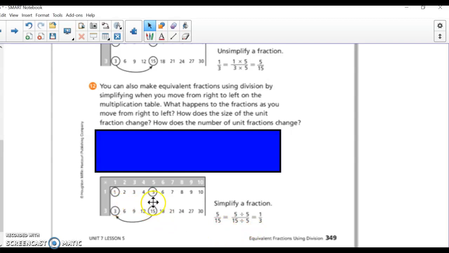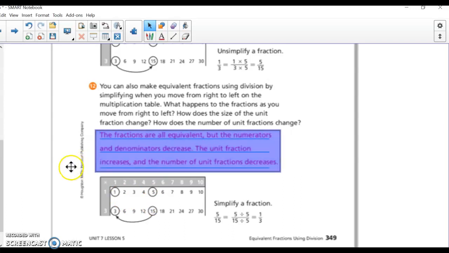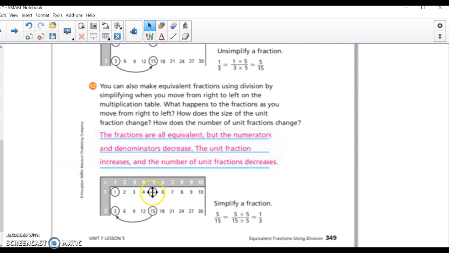So if I divide 5 by 5, I get 1. If I divide 15 by 5, I get 3. So my new fraction is 1/3. So the size of my pieces got bigger, but now I need fewer pieces, right? I only need one piece to equal what used to equal 5 pieces. And so that same idea, the fractions are still equivalent, but the numerator and denominator decrease, right?